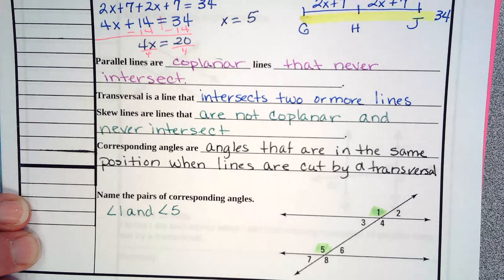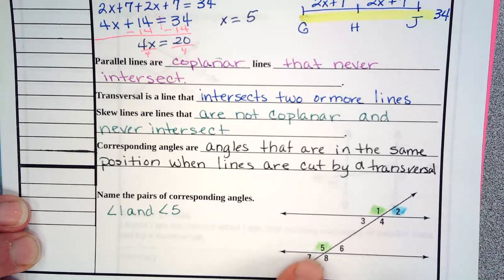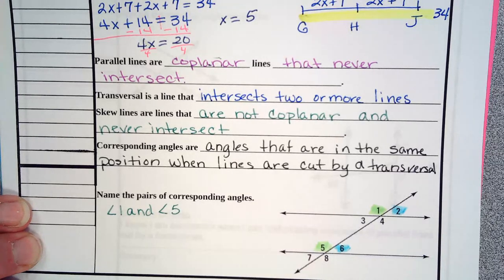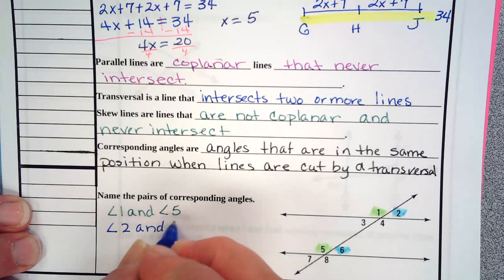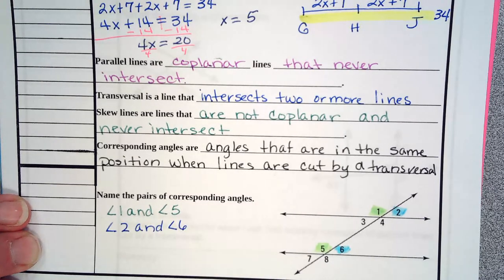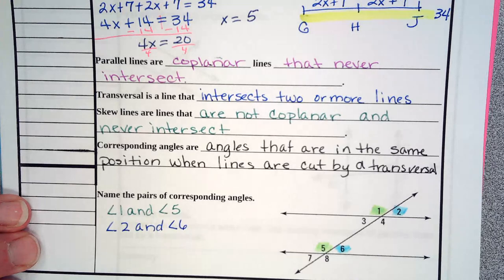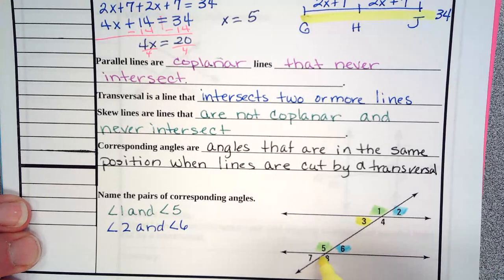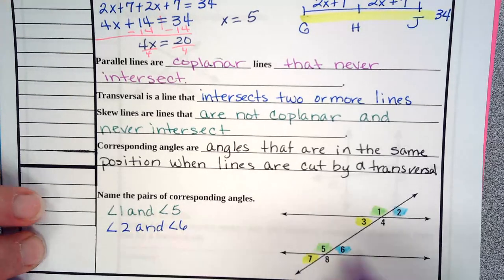What about angle 2? Angle 2 is to the top and to the right. When I come down here, to the top and to the right is angle 6. So I know that angle 2 and angle 6 are corresponding. Okay, that takes care of all the angles at the top of the line. What about underneath? I'm looking at 3. 3 is underneath and to the left. Come down here. Underneath and to the left is 7. So angle 3 and angle 7.